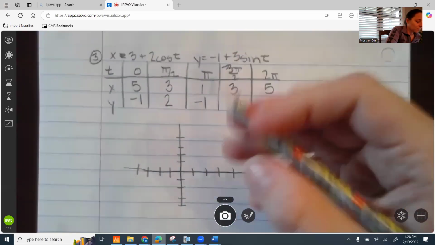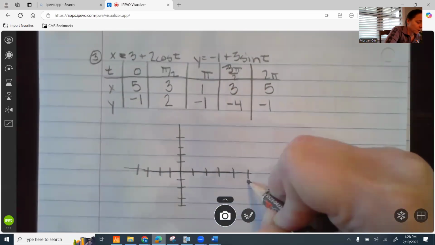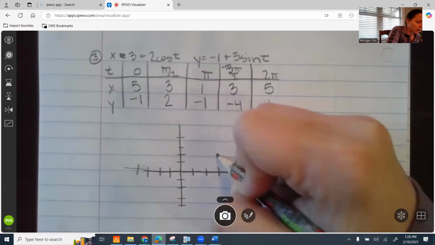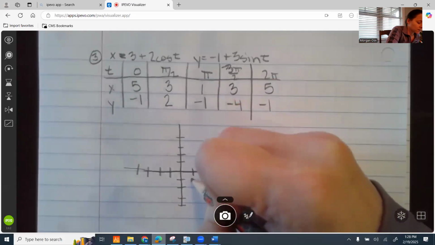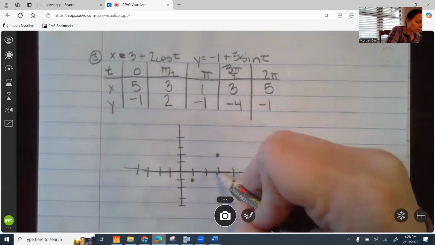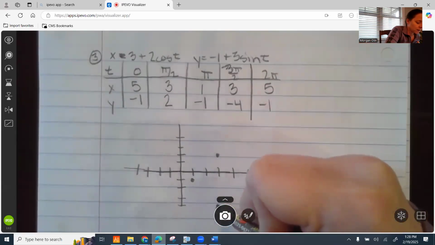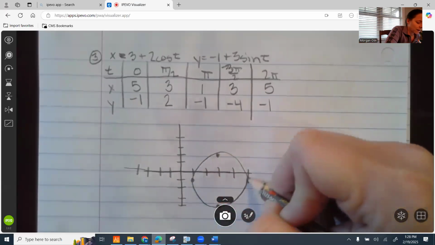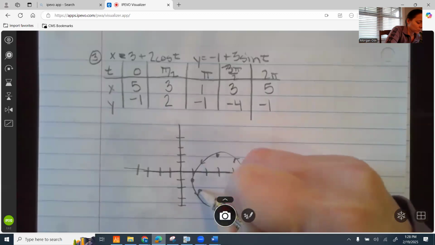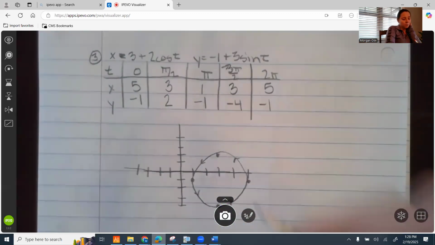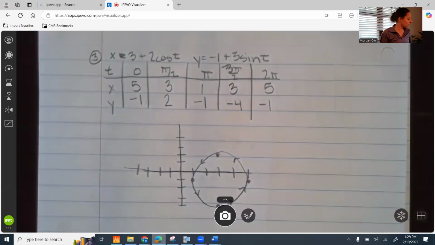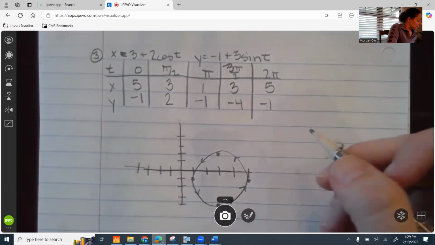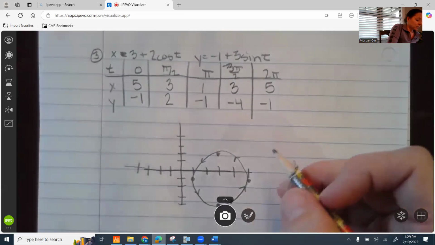Okay, so 5, -1 is right here. 3, 2 is here. 1, -1 is there. 3, -4 is here. And then 5, -1 is here. So it's going around like this. And guess what? It appears that we have another circle. Put your arrows in to show which direction that you did it. Now mine looks like a circle. We're actually going to see later it's not actually a circle.